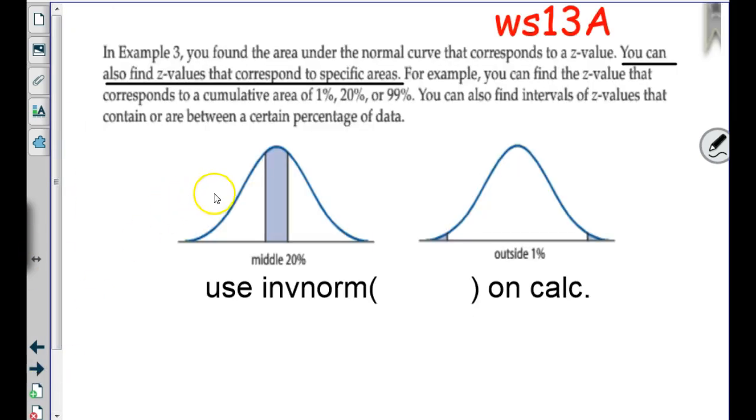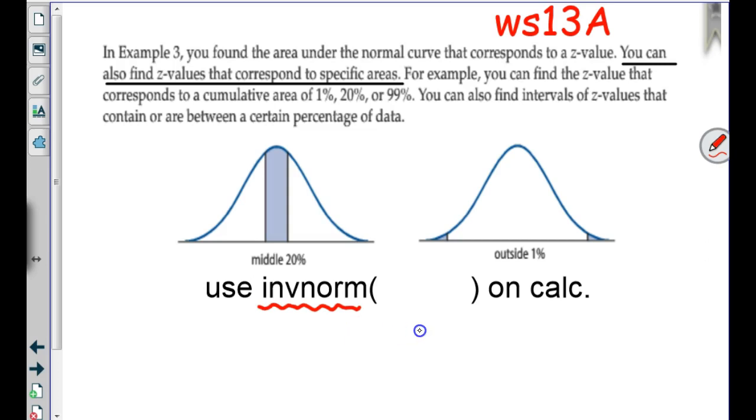All right, now we're going to move on and talk about finding a specific score given a percentage. So it says you found the area under the normal curve corresponding to a z-score, z-value. You can also find a z-value given a specific area. So if we wanted to find the middle 20%, like if Miss Kwan wanted to know what the middle 20% are making at her school, she could use this kind of situation, okay? So what we're going to do is called inverse norm because we're going backwards, okay?